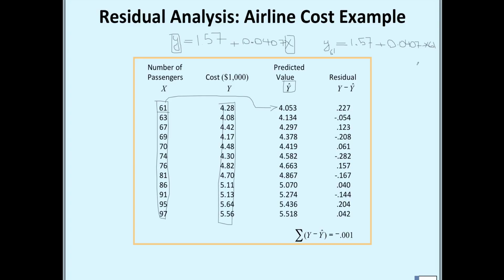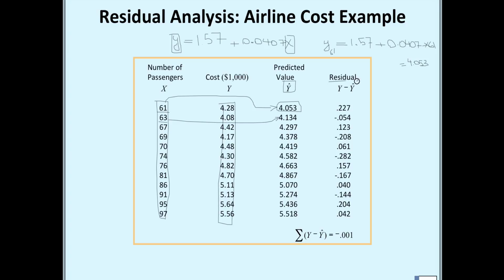So if you just calculate it, the number you will get will be 4.053. So that is our prediction for 61, and you can see that here. If you do the same thing for 63, your prediction will become 4.134, and so on and so forth. So you do it for every single observation you have.